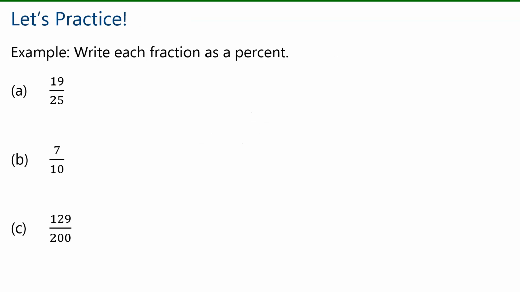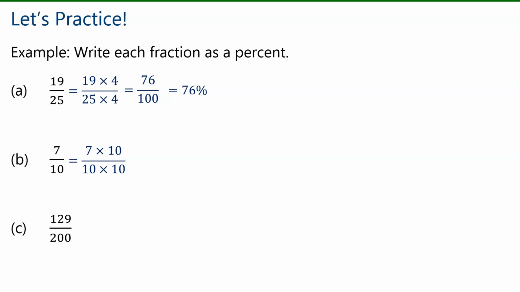Let's do some more practice of changing fractions to percents. In A, we have 19 over 25. To write this fraction over 100, we can multiply 25 by 4. So now multiplying 19 by 4 as well, we get 76 over 100, which is 76%. Now 7 over 10 can be multiplied by 10 to give us 70 over 100, which is 70%.